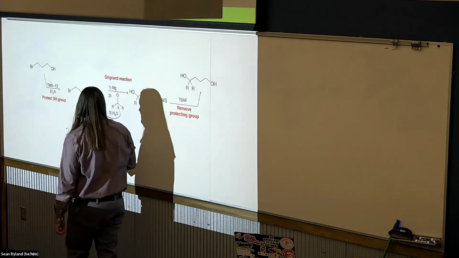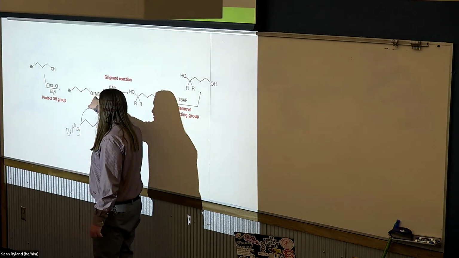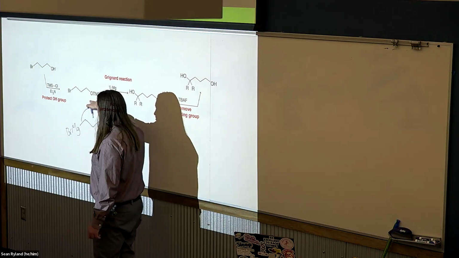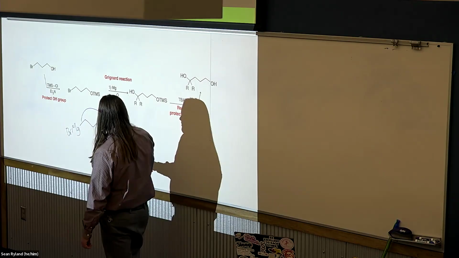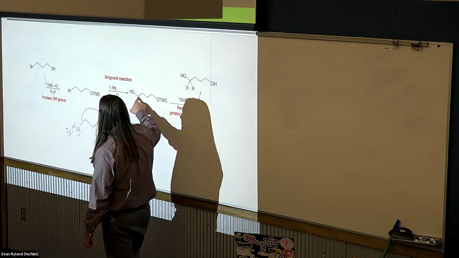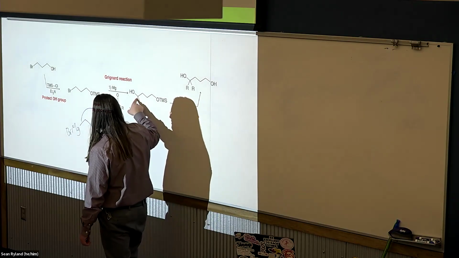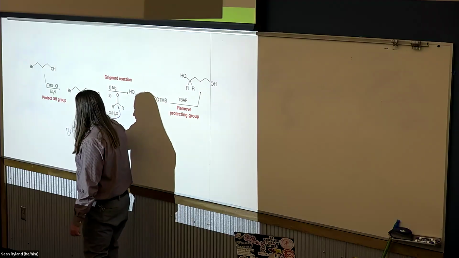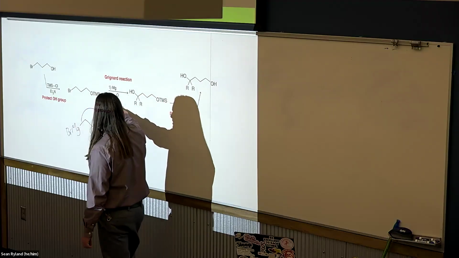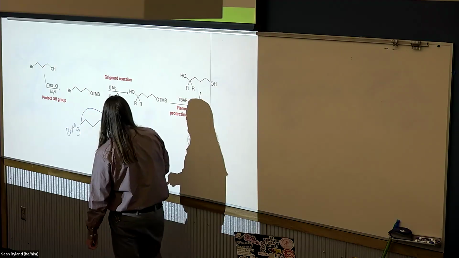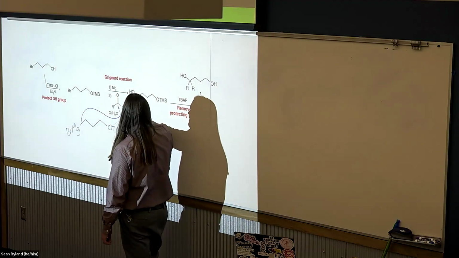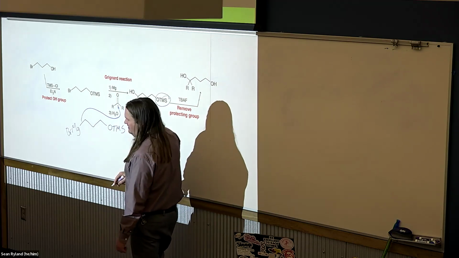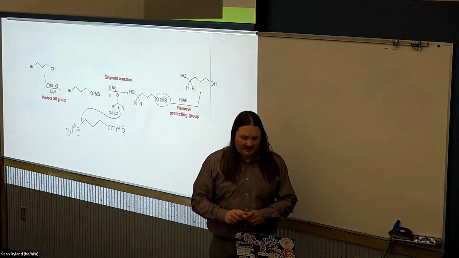So to prevent that, we protect it, turn it into a less reactive group, and then we can do our regular Grignard reagent where we add all this together. And then the magnesium bromide molecule can affect the nucleophile, we have the water, etc. We did our regular Grignard reagents, and all of this the OTMS just stays where it is.